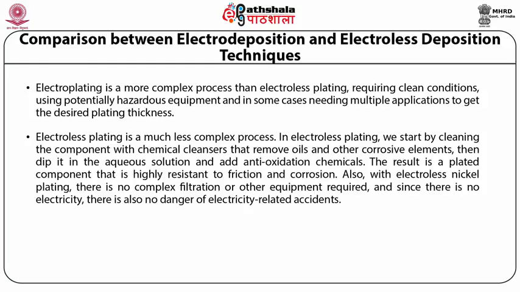In electroless plating, we start by cleaning the component with chemical cleansers that remove oils and other corrosive elements. Then dip it in aqueous solution and add antioxidant chemicals. The result is a plated component that is highly resistant to friction and corrosion.